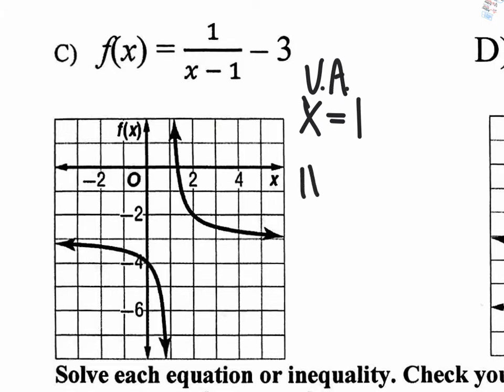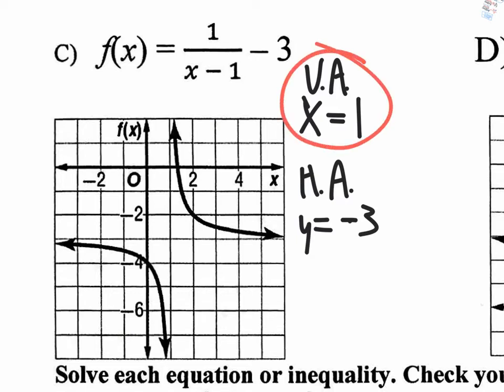How about your horizontal asymptote? We said the horizontal asymptote is y equals the k value, and the k value is the one that's being added or subtracted at the very end, and you take that for what it is. So -3 is your horizontal asymptote. Okay, so that's one thing that you need to state. It'll be in your multiple choice answers. It's going to say x equals 1, that's one answer, y equals -3, that's another answer for the vertical and the horizontal asymptotes.